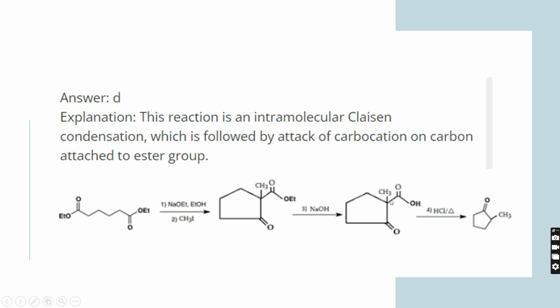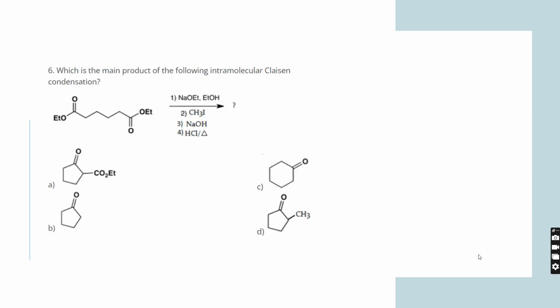The CH3 was already here, but this carboxylic acid group after decarboxylation will be replaced by one hydrogen which will be attached to this carbon. So this cyclopentanone product will be the final product for this question. So out of all these 4 options, you have to choose option D as the correct answer.